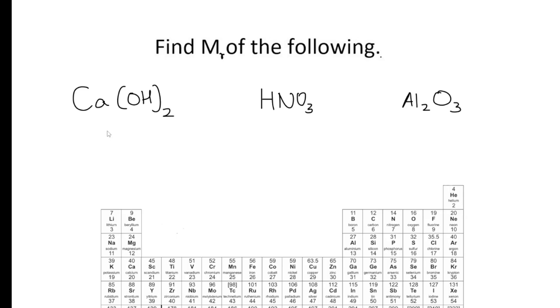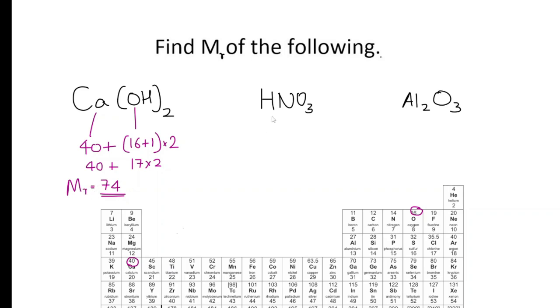Let's check the answers. Calcium is 40. Plus oxygen, oh, there's a bracket, so let's put the bracket. Oxygen is 16, plus hydrogen is 1, and you need to double it because there's a 2 outside. So that will be 40, and 16 add 1 is 17, times 2. 17 times 2 is 34, add 40 is 74. So this is the Mr of calcium hydroxide.